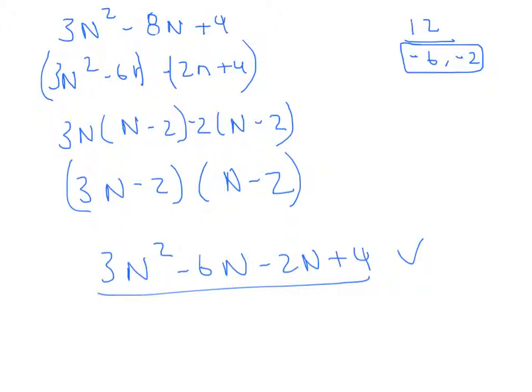Then your final group is 3n minus 2, which is the GCF of both problems, and n minus 2, which is the original answer you have. Then you FOIL, and if you have the same answer as the original problem, you are correct.